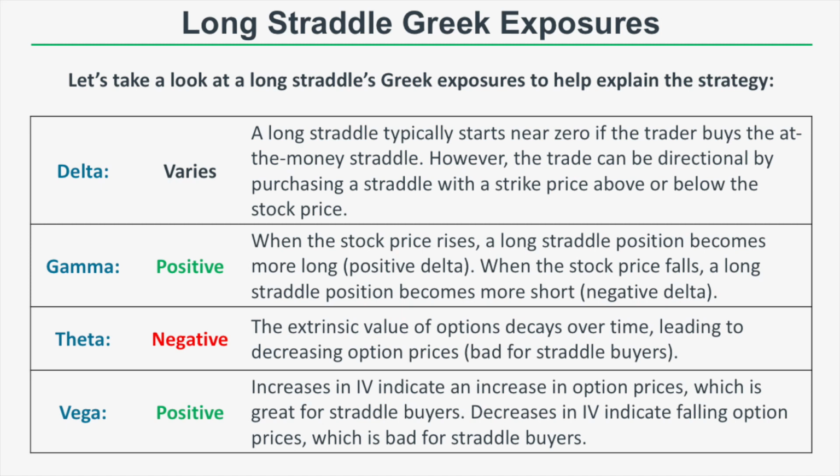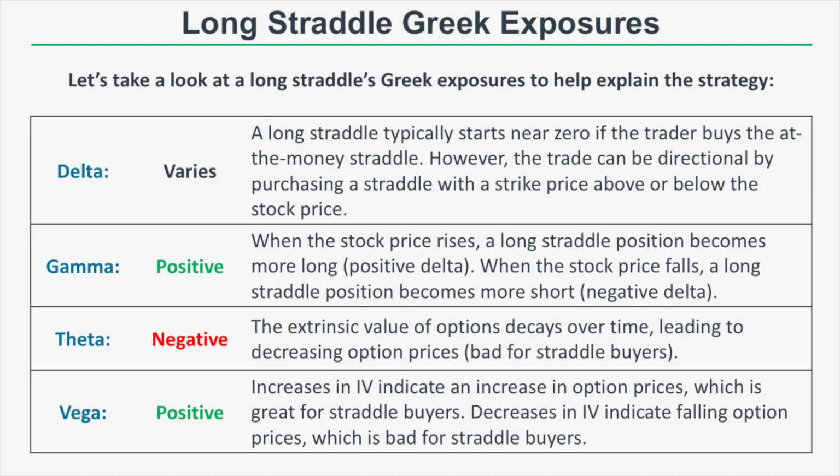So in general, the delta of a long straddle will begin at 0 because most of the time people will buy an at the money straddle. And that means the call delta and the put delta will be offsetting each other and you'll have virtually no directional exposure. However, you can structure a long straddle in a directional manner by purchasing an out of the money strike price. Now that's not very common because generally a long straddle is entered with a market neutral bias and you want the stock price to move significantly away from the strike price that you buy.